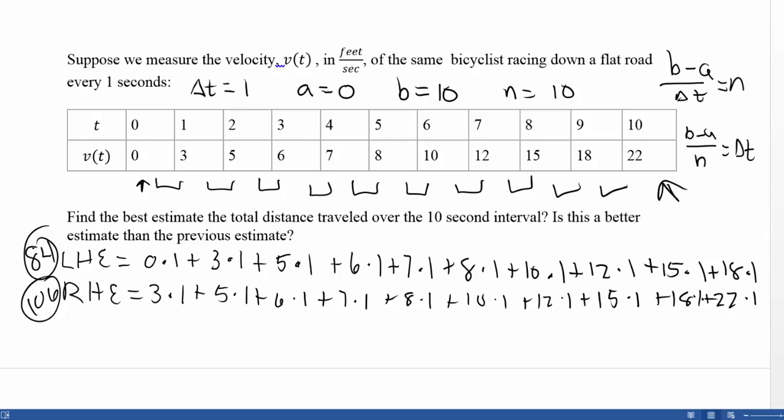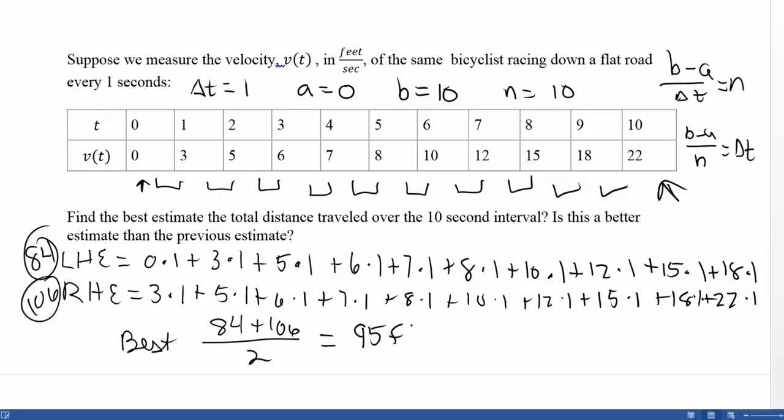And again, now if I was going to do my best estimate, I'm going to do 84 plus 106 divided by 2, and that's going to give me 95 feet. So last time my estimate was 96 feet. This time it's 95 feet, still relatively close. So this is a better estimate. Let's look at the picture to see how it's changed.